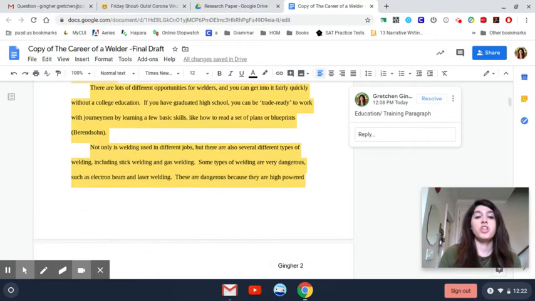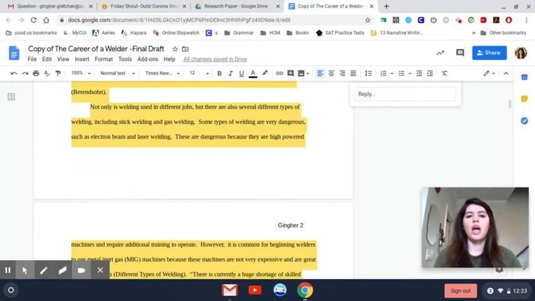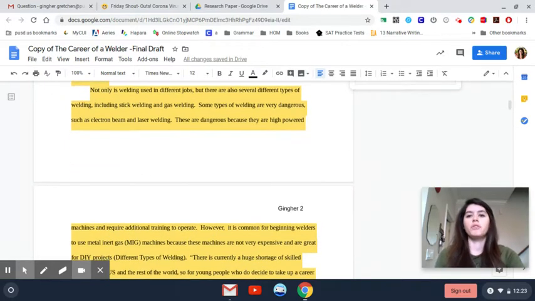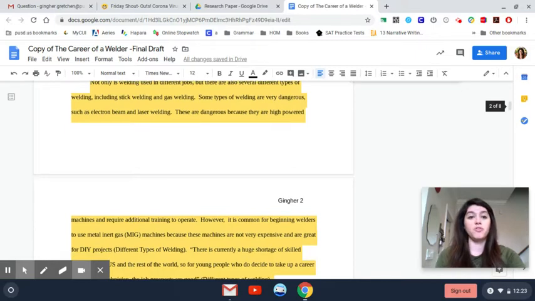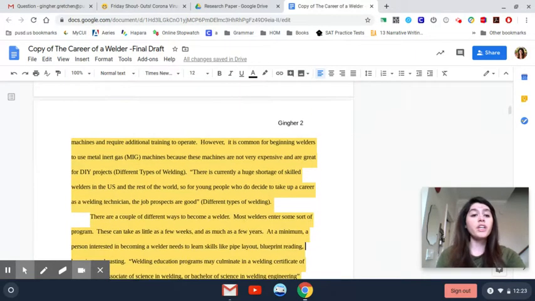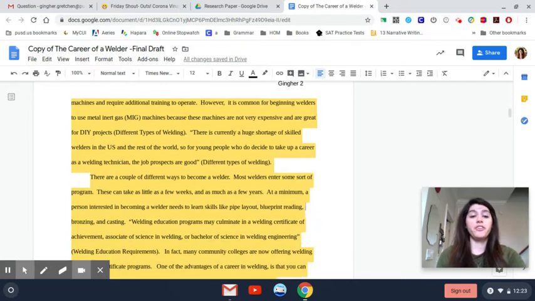The next part, they jump off into their education and training section. They talk about the fact that it's a trade-ready job, so you don't have to go to college. You can jump right into a trade. This student did a really nice job of explaining the different types of education and the types of jobs they have in regards to welding. Again, they're still going through, citing everything or paraphrasing where necessary.